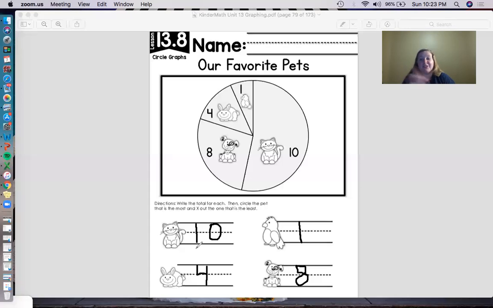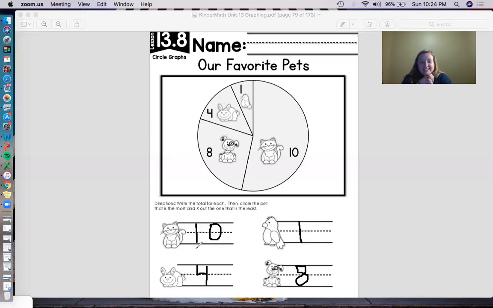Okay, I'm not going to give you your answer yet. I want to do the next one first. And then they want us to put an X on the animal that has the least or the smallest amount of votes. So let's find that one and put an X on it. Which animal has the least amount of votes as their favorite pet? I want you to put an X on the animal right now.